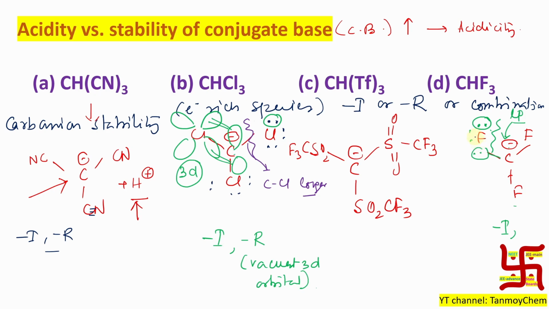So here minus I, and by the way fluorine doesn't have any energetically accessible vacant d orbital. I mean fluorine belongs to the second row, so there is no 2d orbital. Only vacant 3d exists, 2d cannot. So here only minus I is operational. But what about in this case?